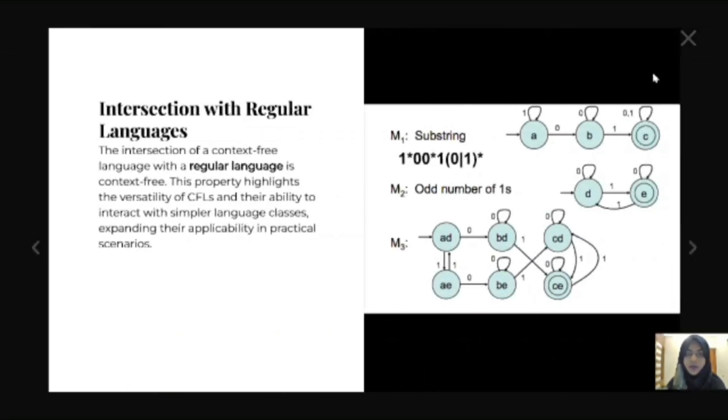Intersection with regular languages. The intersection of a context-free language with a regular language is context-free. This property highlights the versatility of CFLs and their ability to interact with simpler language classes, expanding their applicability in practical scenarios.